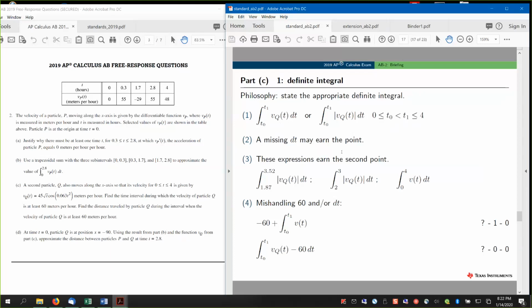Now, if the student omits the dt, they may still earn the point. It depends upon our interpretation of the integrand. And there are a few examples below here in this slide, which I'll get to in just a minute. So here are a couple of examples of expressions that earn the points right here in this line. All of these expressions satisfy what I stated up here in part 1.